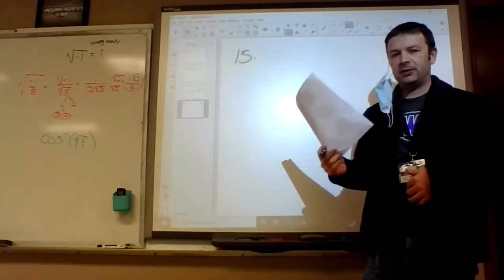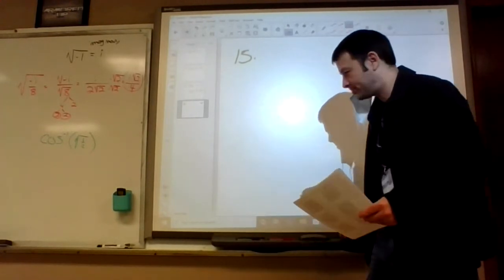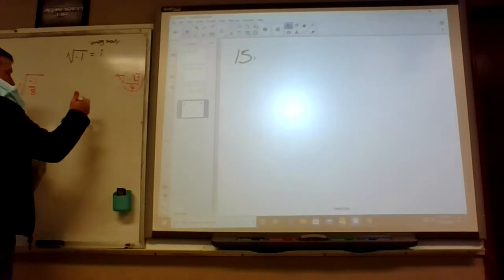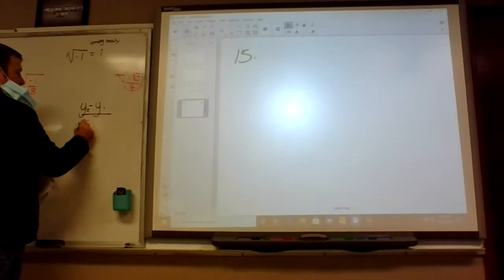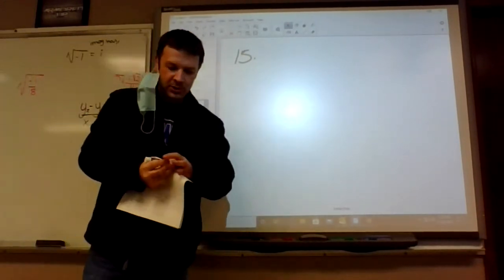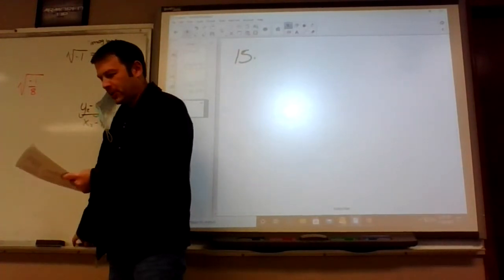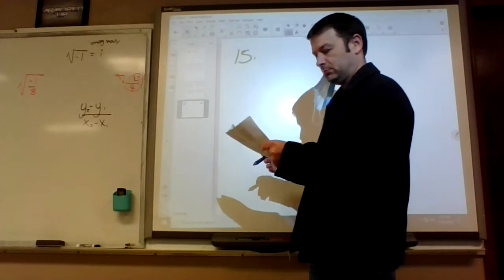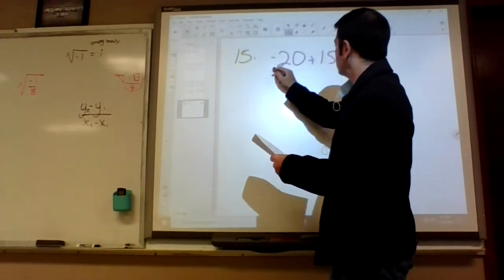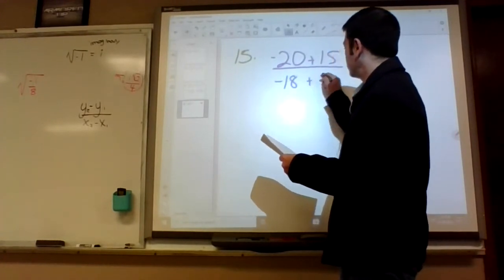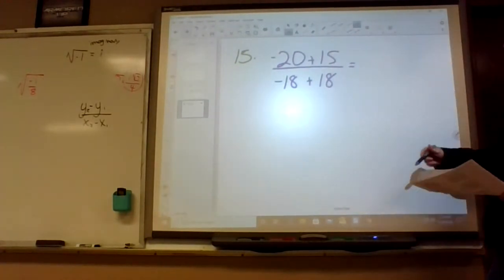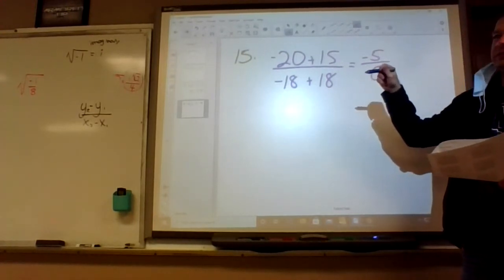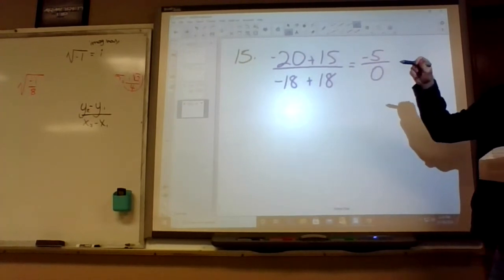Alright, 15. So just to remind you, the slope is y minus y over x minus x. I'll write it over here. Okay, that's what we've been doing. Where are we at, 15? Ava, what do you think? Negative 20 plus 15, and then negative 18 plus 18. This is one of the problems we missed on the homework. That would be negative 20 plus 15, negative 5. What's negative 18 plus 18? 0. What does that mean?